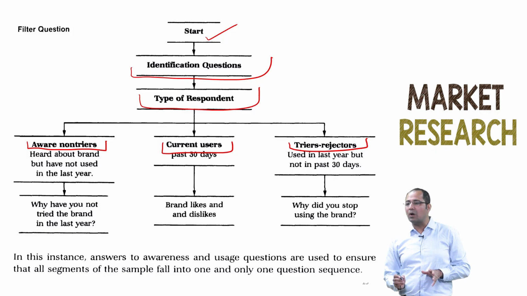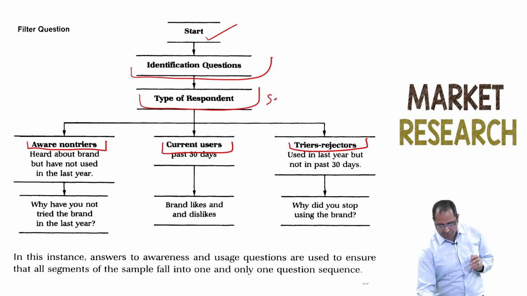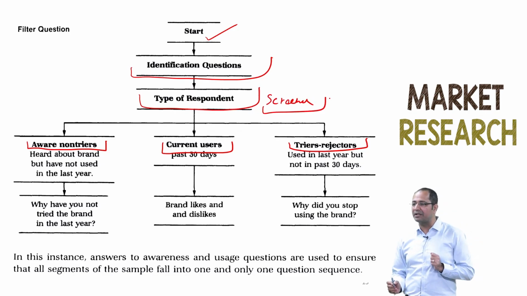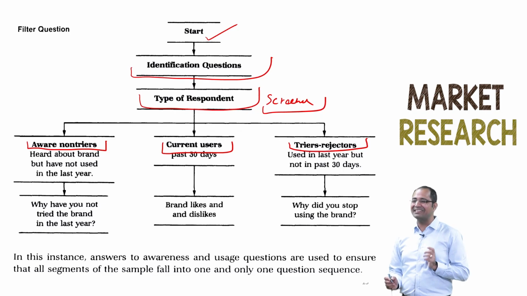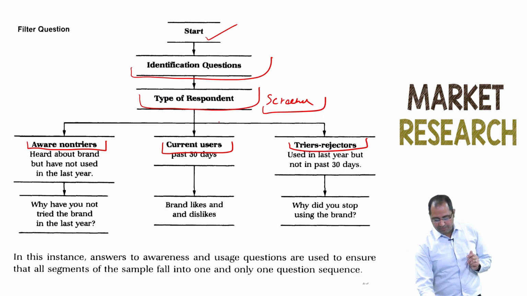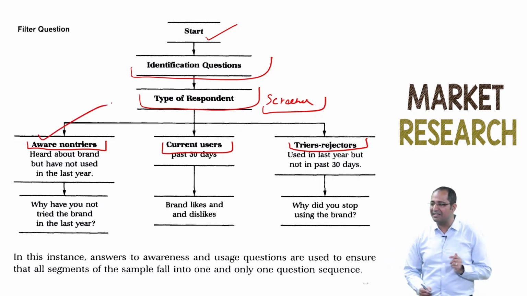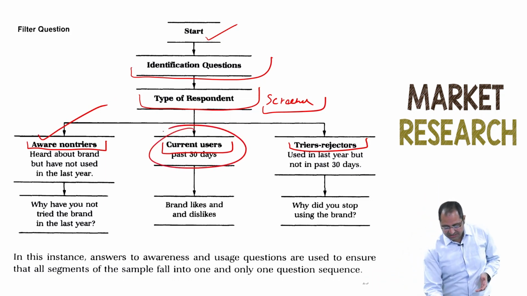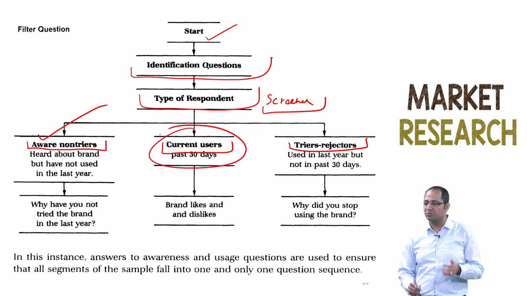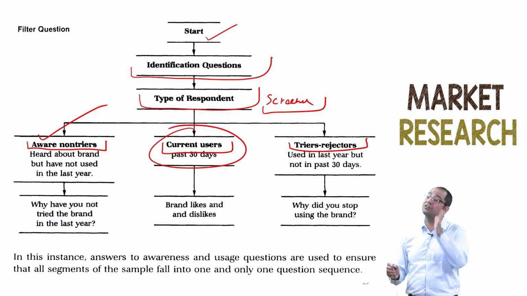let's say they want to understand the likes and dislikes of the current users. They have this screener questionnaire here to find out the type of respondent. They want to know for the current users what are the likes and dislikes. So there would be some respondents who are aware but never tried. You cannot have them giving answers to the survey for brand likes and dislikes of current users.